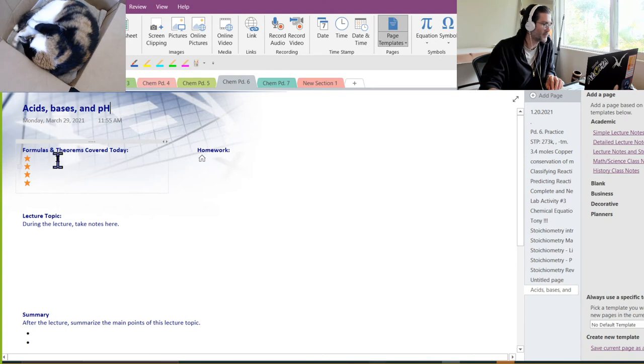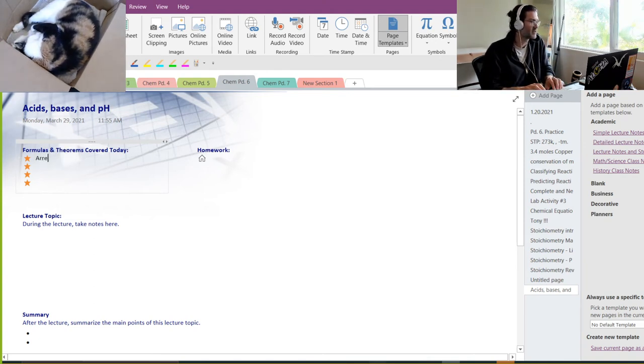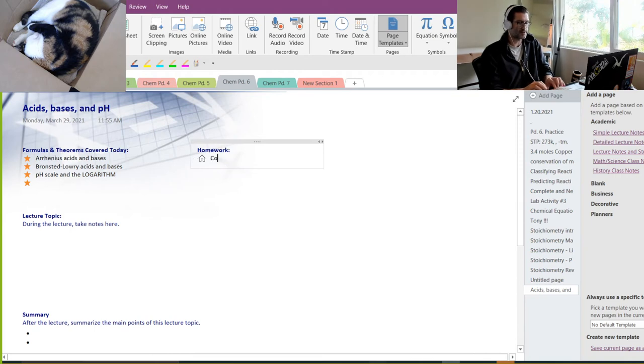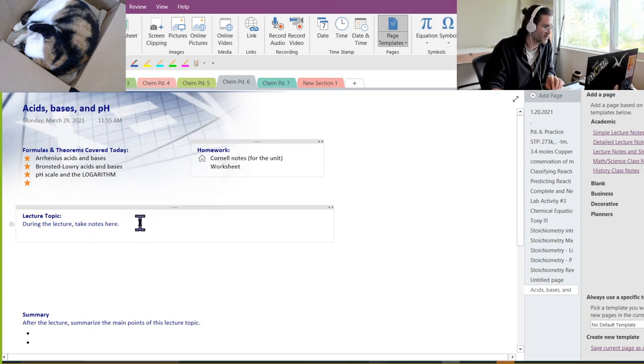Lowercase p, uppercase H. We talked about Arrhenius acids and bases. We talked about Bronsted-Lowry acids and bases. And we're going to talk about the pH scale and the logarithm. Homework is going to be Cornell notes for the unit, and also there is a worksheet that's on Google Classroom.